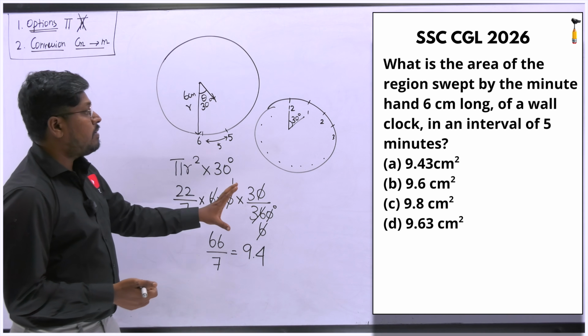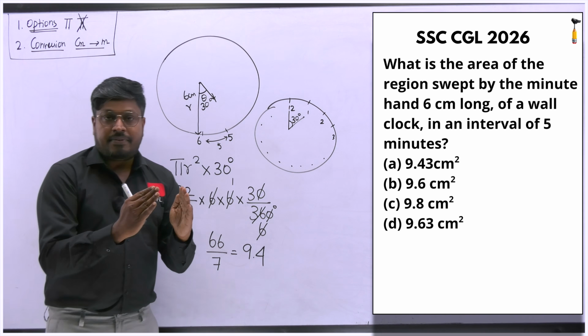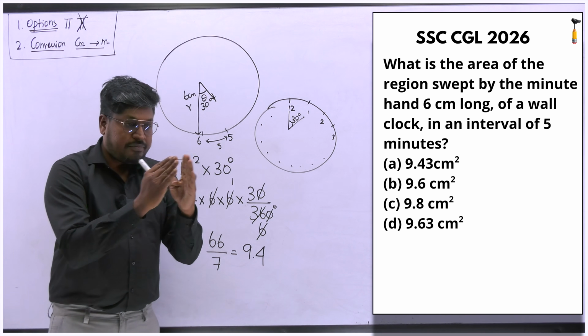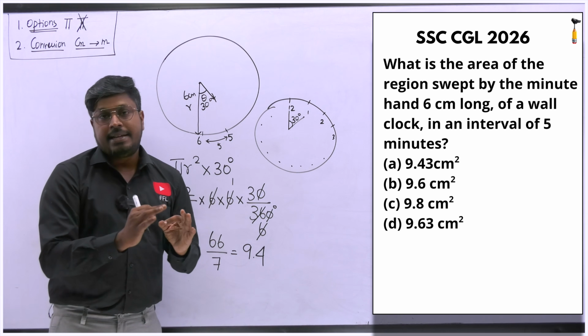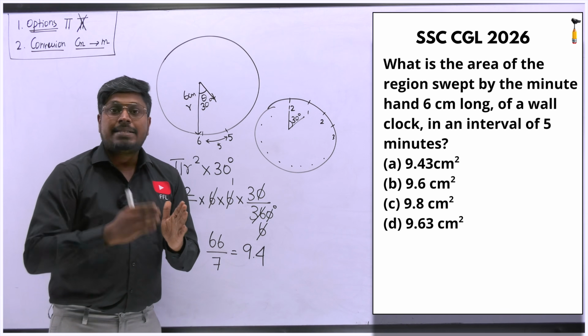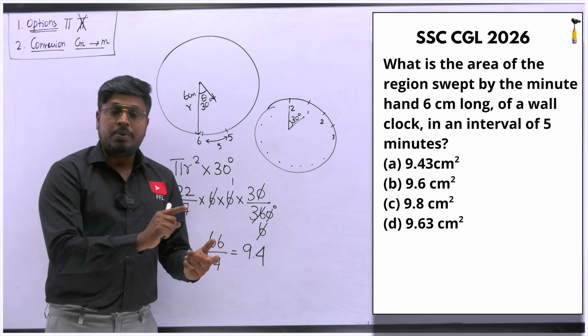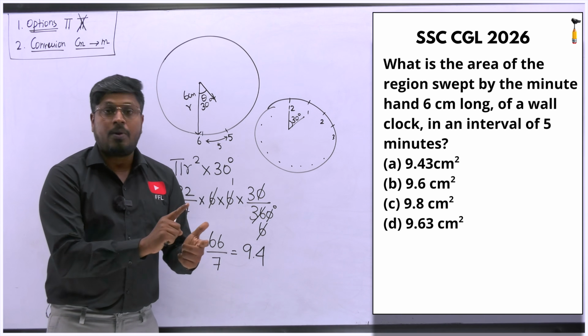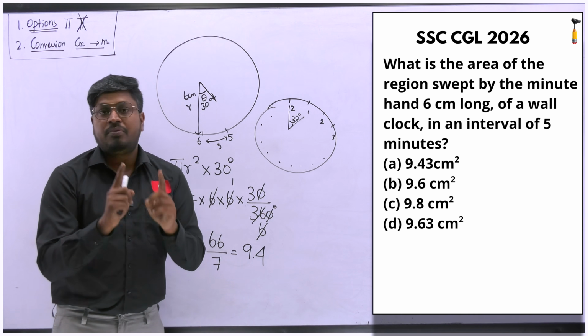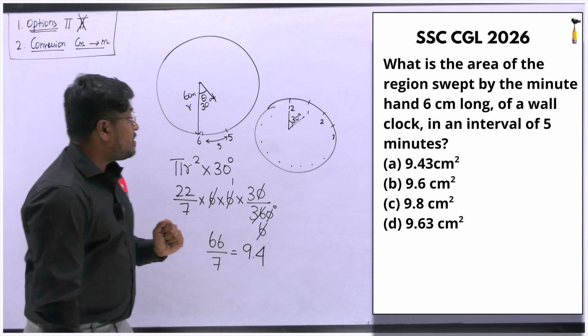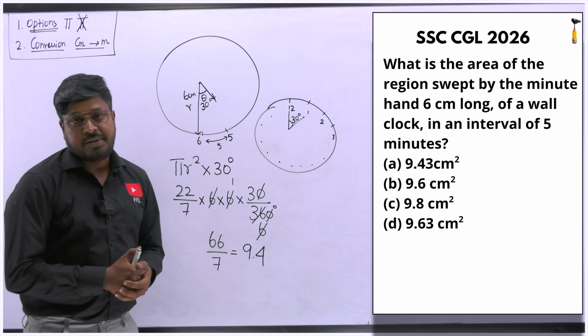Okay? Interesting question. Remember that for every 5 minutes interval, the angle of the minute hand will be 30 degree, because 360 degree has been divided into 12 parts. And if you didn't watch the clock video, kindly go to my YouTube channel. You will be able to see the clock lesson separately, which is important for your exams, SSC exams. So this will be the answer for the fourth question.